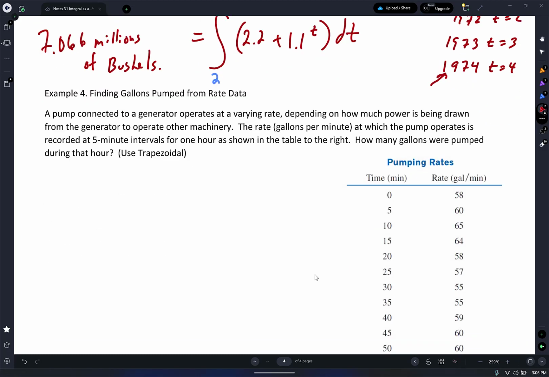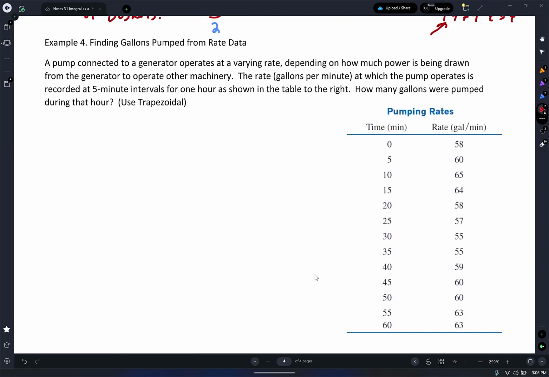All right, check it out. Let's do this one right here. Don't worry, we're gonna go slow. You guys ready? A pump connected to a generator operates at a varying rate depending on how much power is being drawn from the generator to operate other machinery. This is true. Some machinery does work like that. If it has more current, it goes faster. If it has less current, it goes less fast.